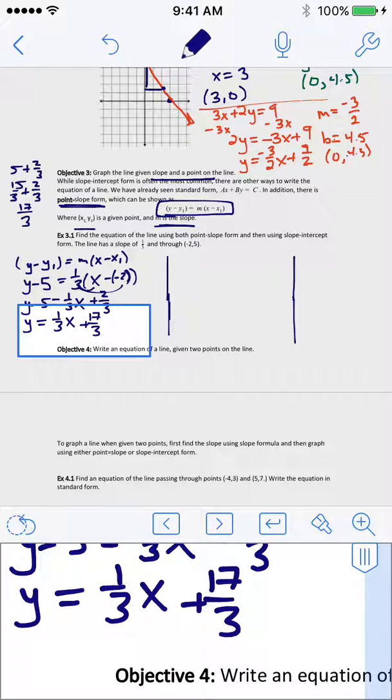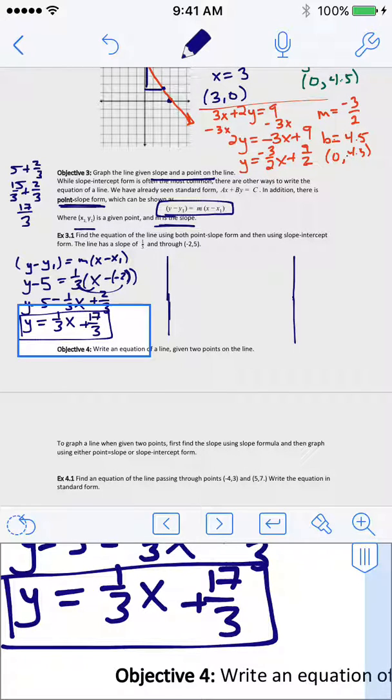You want to leave it as a fraction. I know some of you are addicted to your calculators when it comes to adding fractions, but right now I would like you to leave it as a fraction, just so you can see what we do later on. But there we go. And we end up getting y equals mx plus b, or y is equal to 1/3 x plus 17/3.